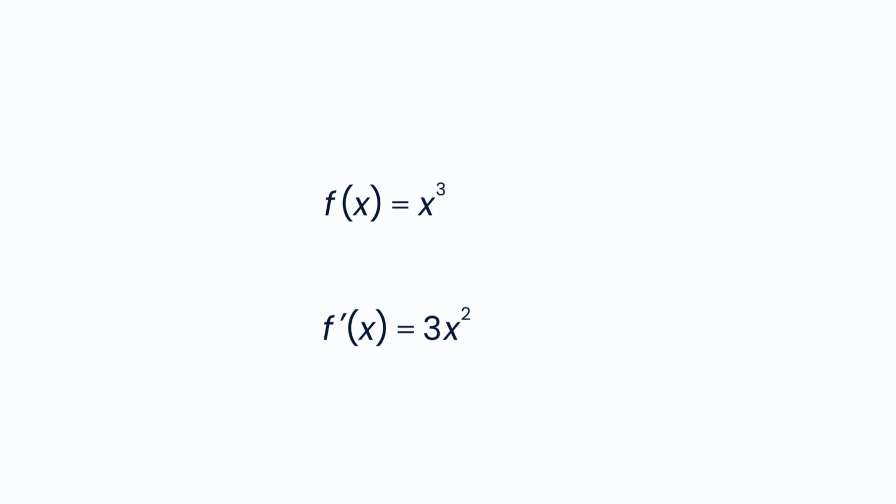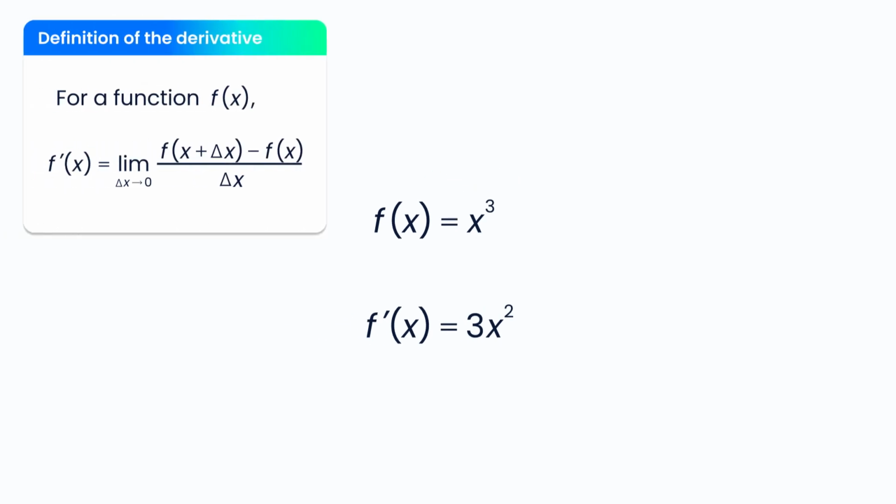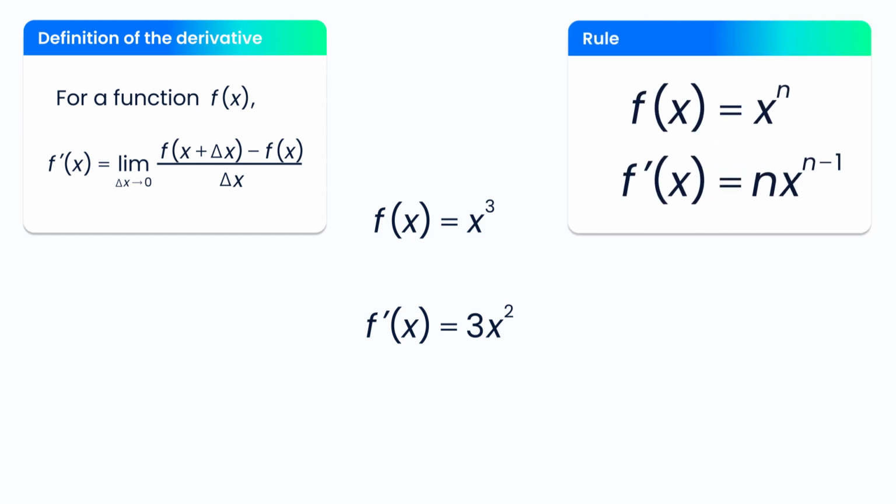To summarize, using the definition of the derivative, you found that for the function f of x equals x cubed, the derivative function f prime of x equals 3x squared. Nice! You got the same result as when you used the rule. You probably noticed that using the rule is way faster and much easier. Remember, there was nothing special about the exponent 3 in this example. n can be equal to any number.